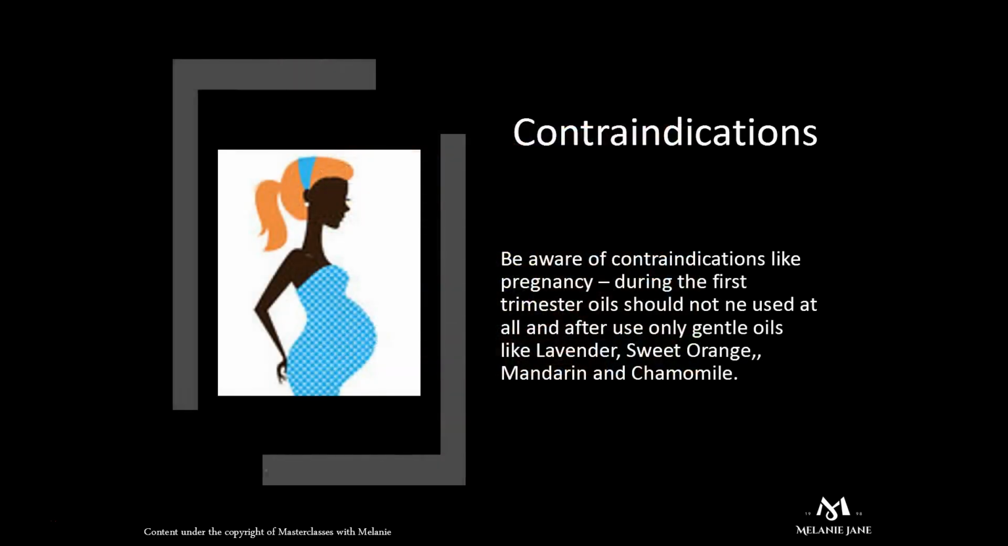Contraindications. You need to be aware of contraindications like pregnancy. During the first trimester, if you're making a blend for a client and she wants you to create a body oil or a blend for pregnancy, perhaps she says, I'm making an oil for pregnant women for stretch marks. Well, you need to know that no oils can be used during the first trimester, and after that only gentle oils like lavender, sweet orange, mandarin and chamomile can be used. So if you're creating something for pregnant women, you need to bear this in mind.